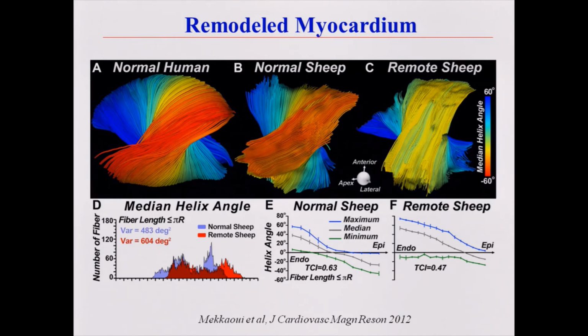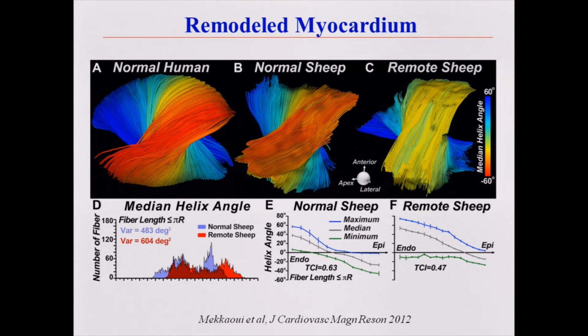When you take a human heart, a normal human heart, you see the epicardial and the endocardial fibers crossing over each other very nicely. A sheep heart, normal sheep heart, similar pattern. But now the remote zone of an infarcted sheep heart, and you can see those red fibers have disappeared. There's basically been a loss of obliquity in the fibers in the subepicardium that become more circumferential. I won't go into it here.